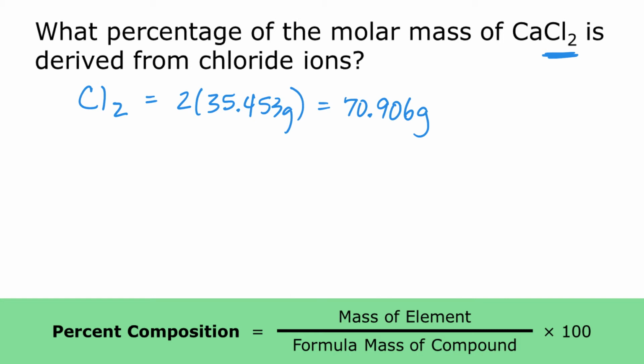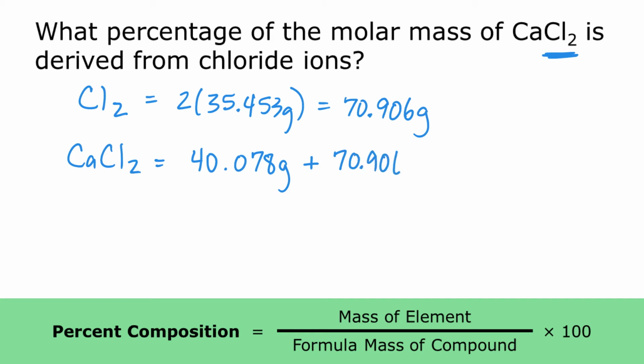And so this is what we reviewed to begin with, CaCl2, and calcium has a mass of 40.078 grams, and there's only 1 calcium, so I don't need to multiply that by anything. And then I just figured out that Cl2 is 70.906 grams. So CaCl2 has a formula mass of 110.984 grams.